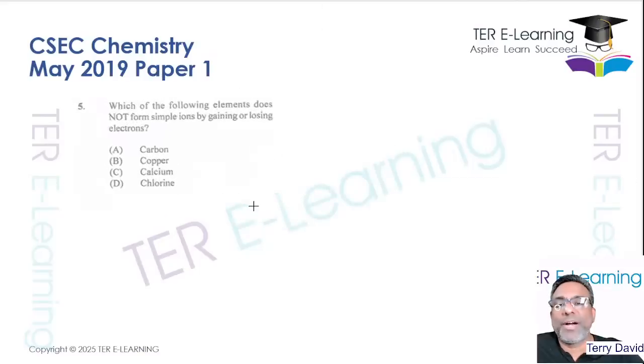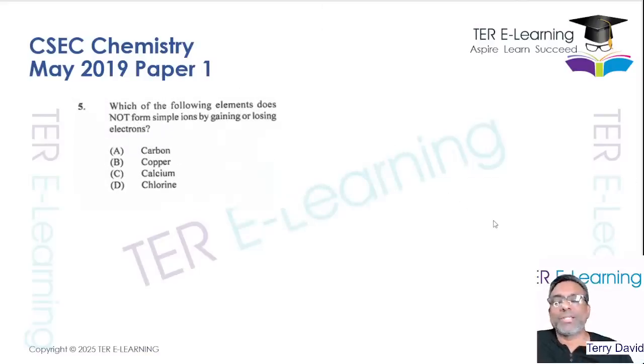What about question 5? Which of the following elements does not form simple ions by gaining or losing electrons?